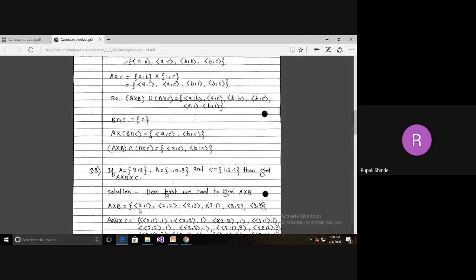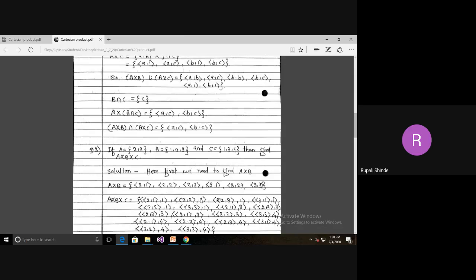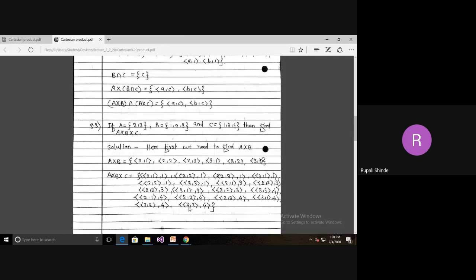So, 2 comma 1, this is an ordered pair. Now, ordered pair 2 comma 1 comma 1, this is the first ordered triple. Then 2 comma 1 comma 3, this is second. Then 2 comma 1 comma 4, this is third. Again 2 comma 2 comma 1, 2 comma 2 comma 3, 2 comma 2 comma 4, 2 comma 3 comma 1. Likewise, we have to take all these ordered triples. Then only you will get the answer for A Cartesian product B Cartesian product C.